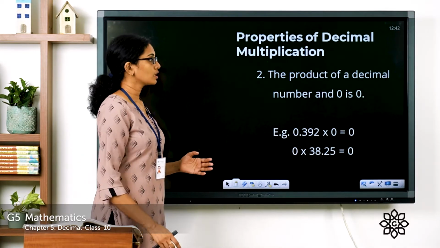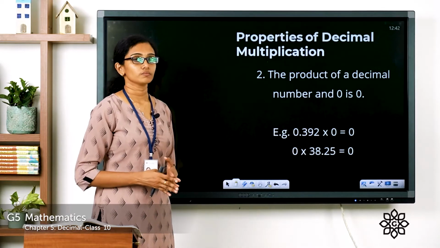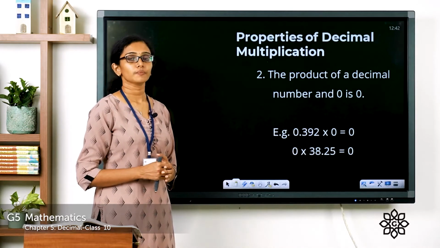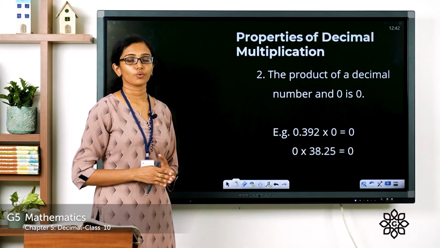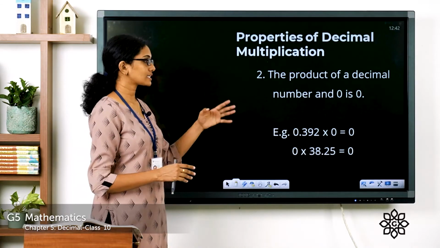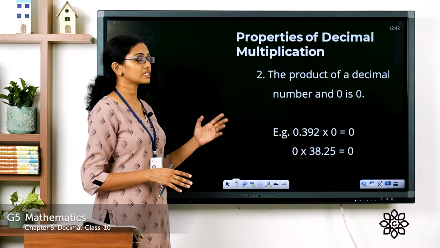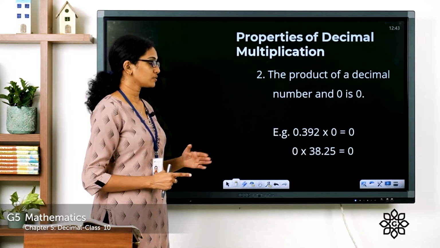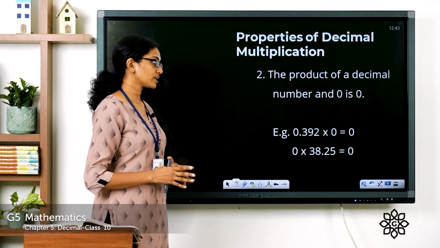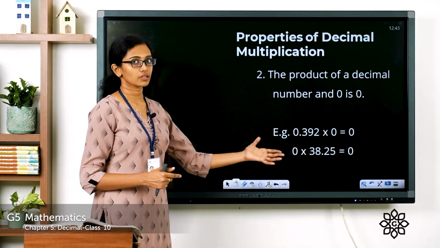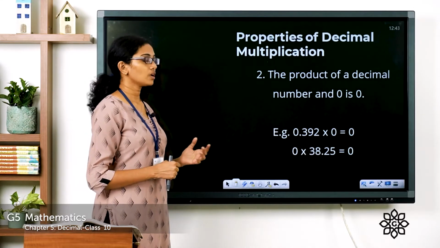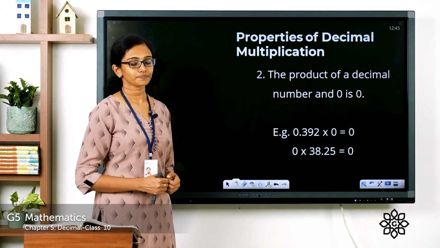Now, the multiplication with 0. When you multiply a whole number by 0, the product will always be 0. Same is the case with decimal numbers. The product of a decimal number and 0 is 0. Here you have two examples. 0.392 into 0 will be 0 itself. Now 0 into 38.25 will also be equal to 0.